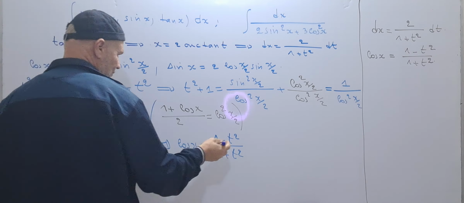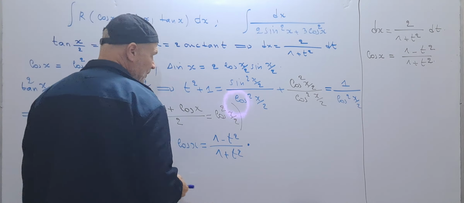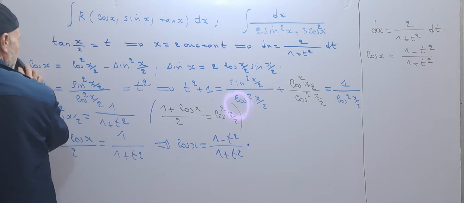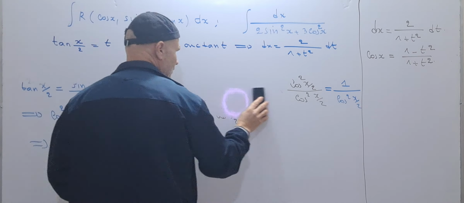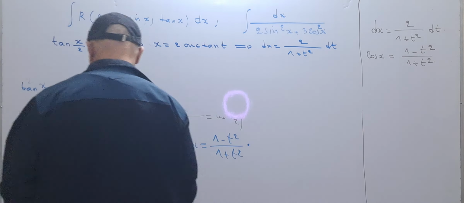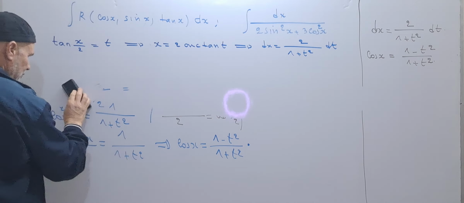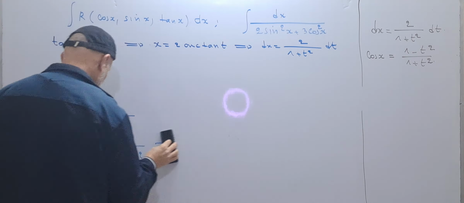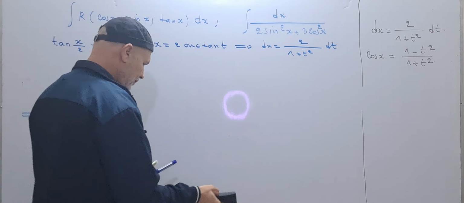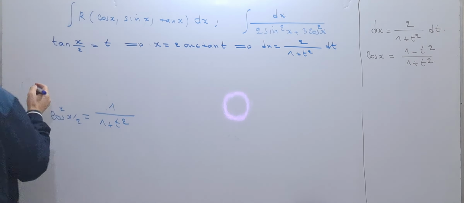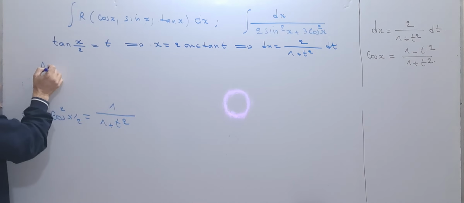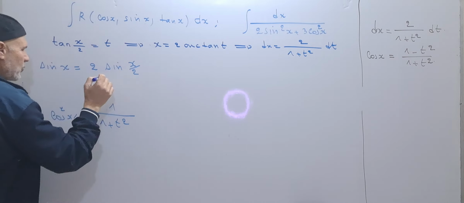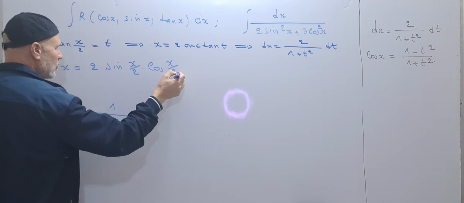So how about sine? How about sine? Sine x is equal to 2 sine x over 2 cosine x over 2.